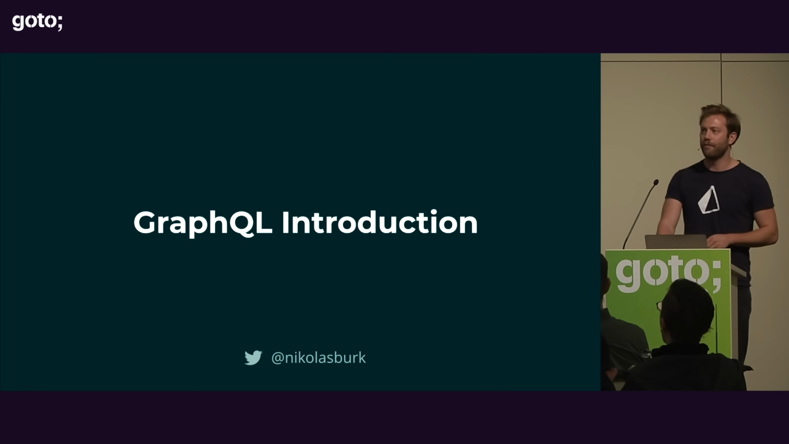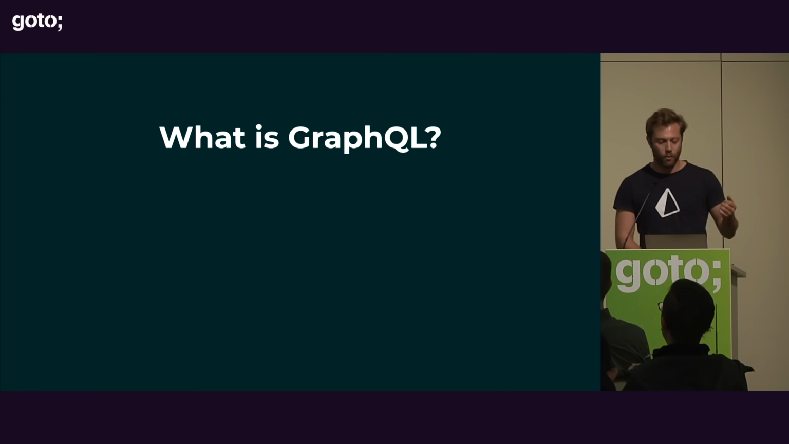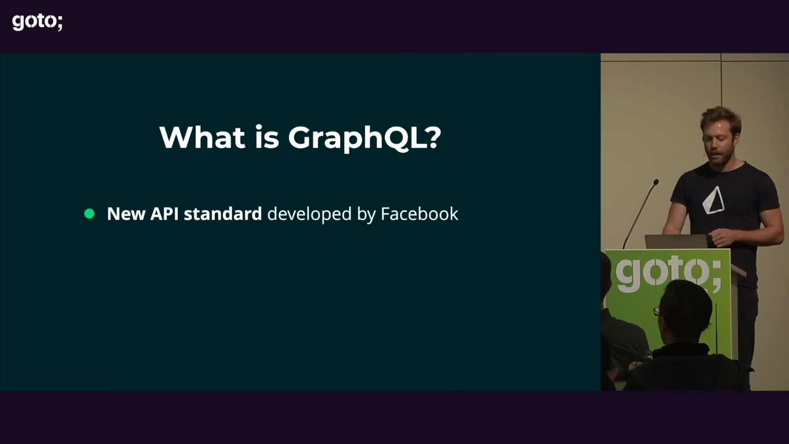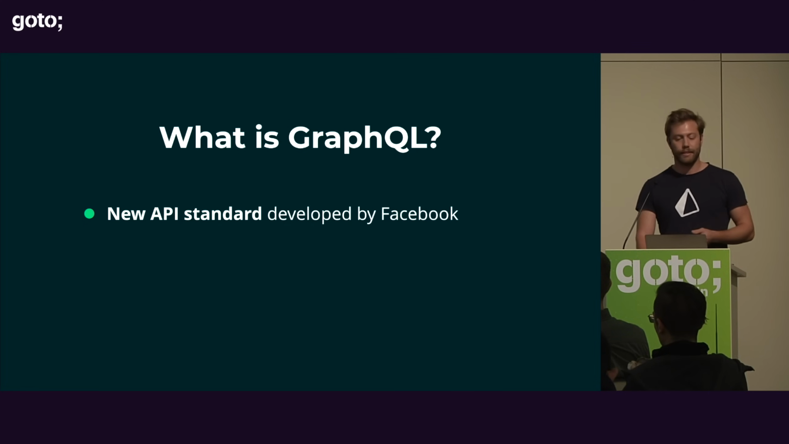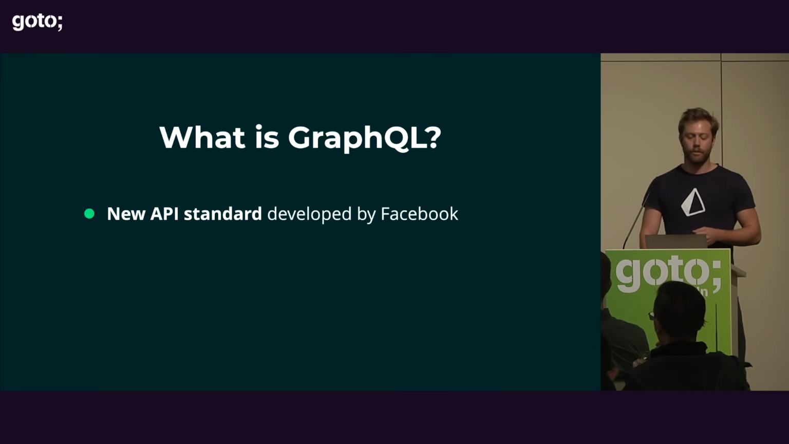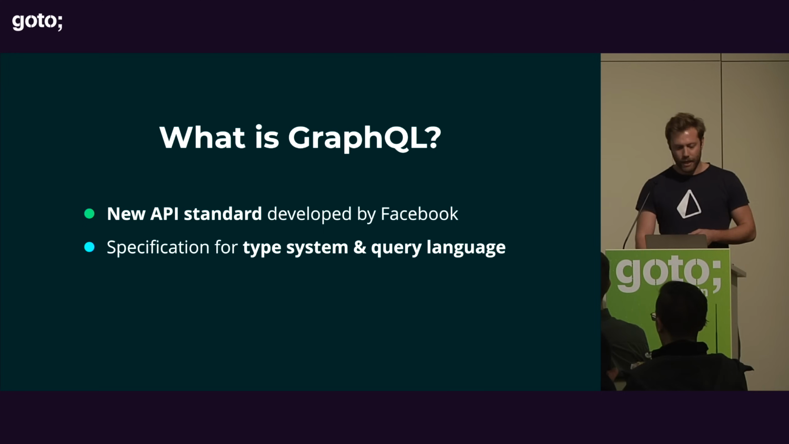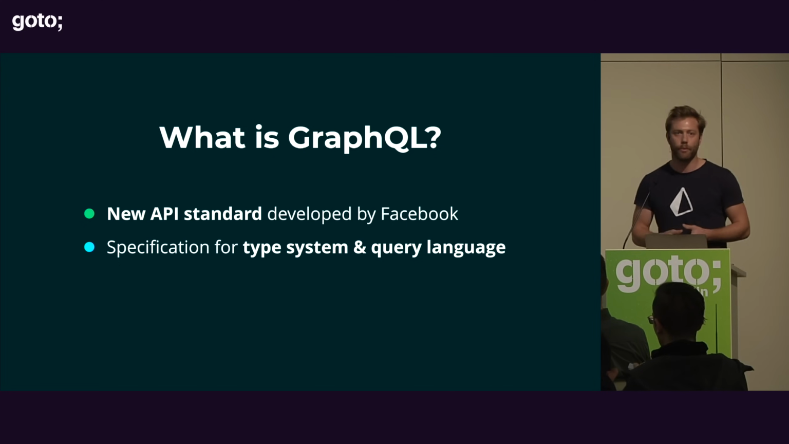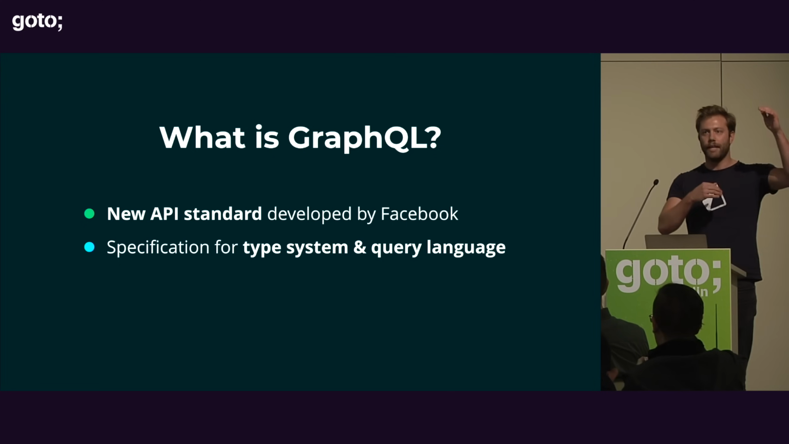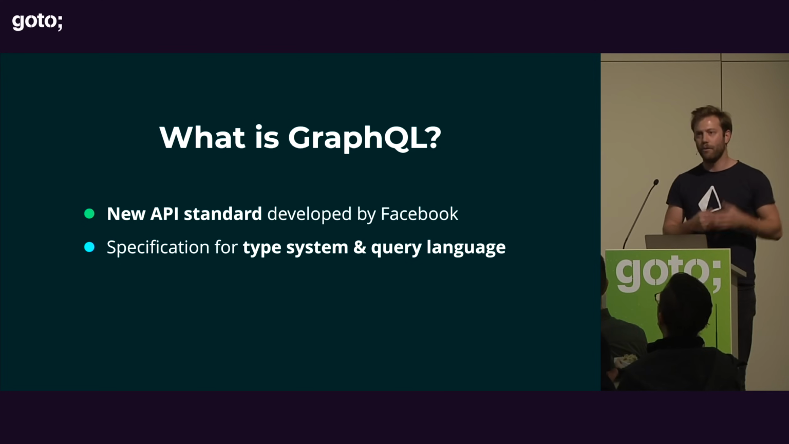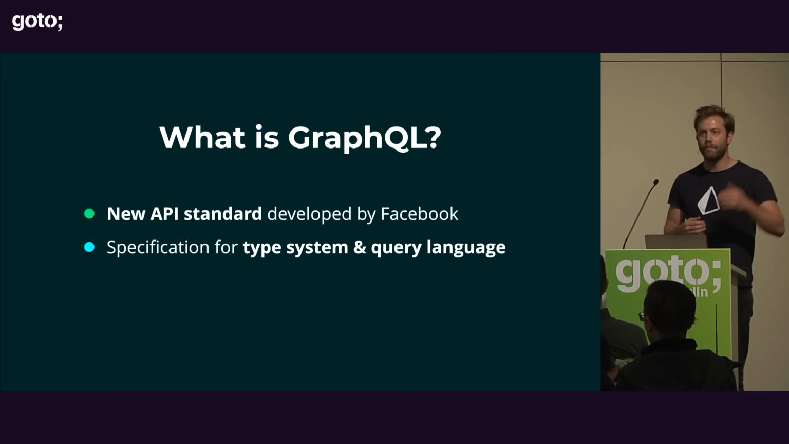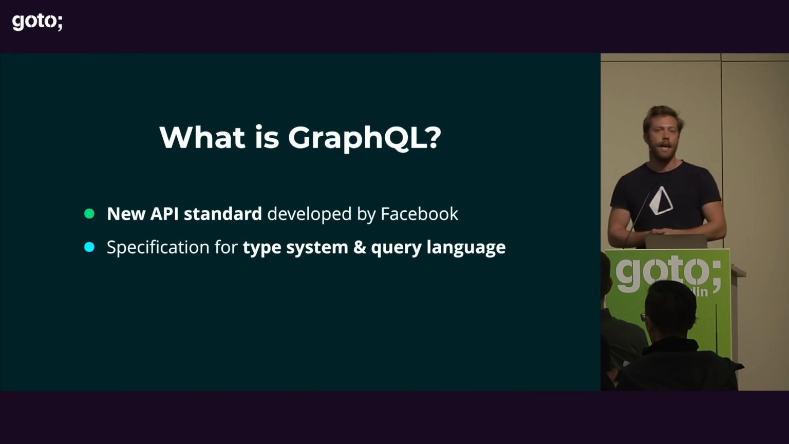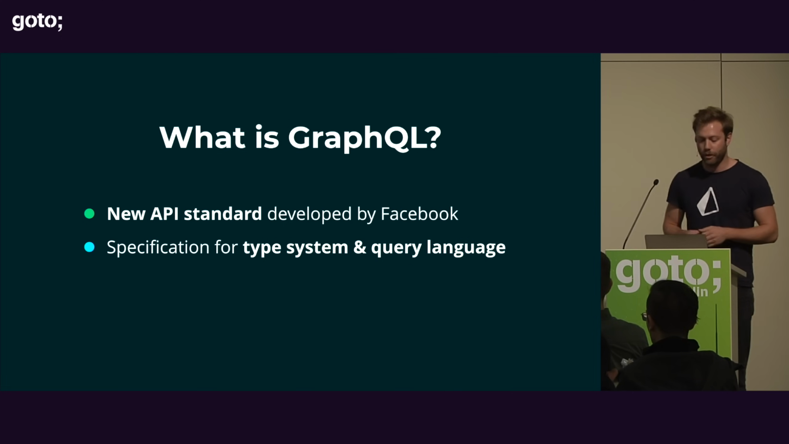So let's start with the GraphQL introduction and the big question, what's GraphQL? Very briefly stated, it is a new API standard that was developed by Facebook in 2015. And it basically is a specification for a type system and for a query language. It's just a long document that you can read online where it's precisely described how the type system of GraphQL works and how the corresponding query language works.